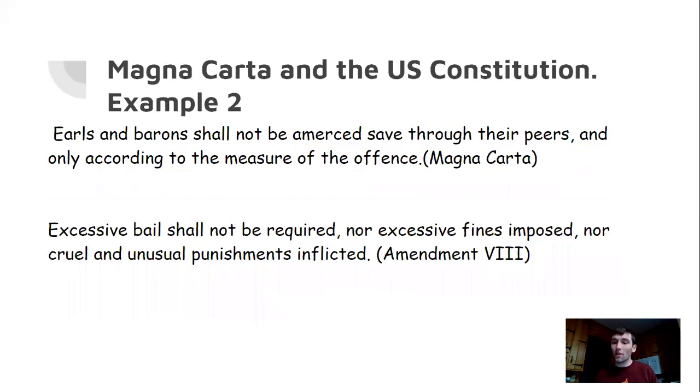So the second one, I'm just going to read through them here. It says, "Earls and barons shall not be amerced save through their peers and only according to the measure of the offense." You might have to look up the word amerced or earl or baron to understand the meaning of this quote. Also, in the U.S. Constitution, it says, "excessive bail shall not be required, nor excessive fines imposed, nor cruel and unusual punishments inflicted." You might have to look up what the word inflicted means.